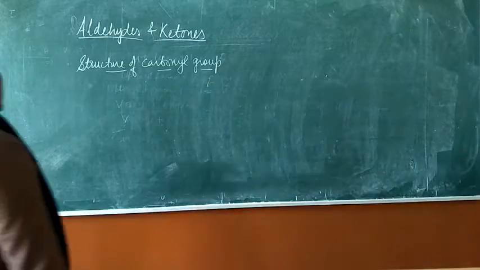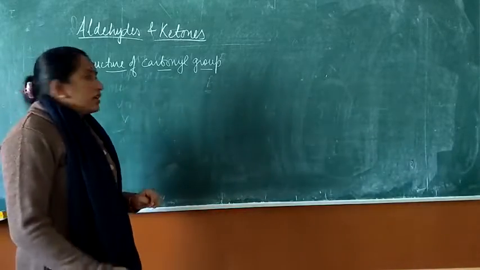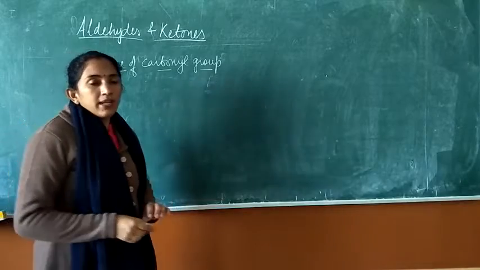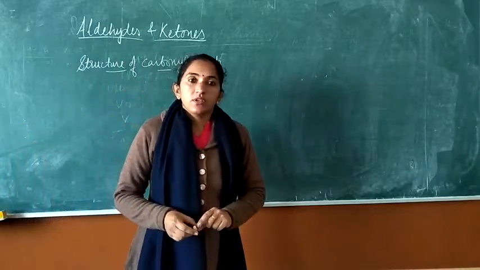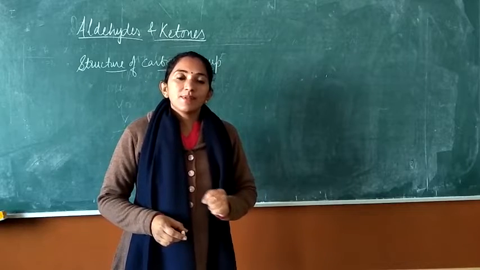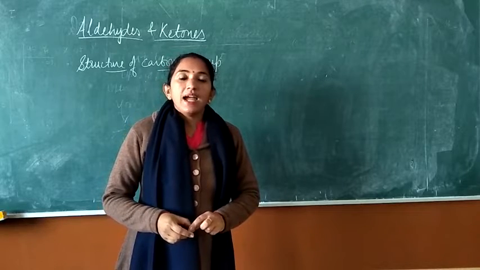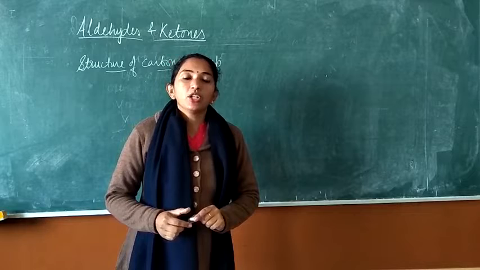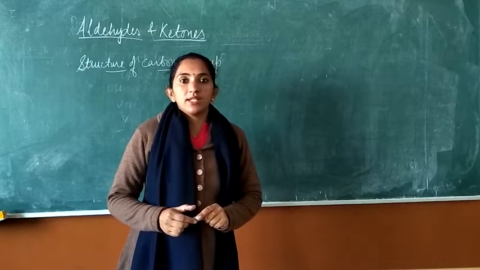Students, we will discuss the structure of the carbonyl group in aldehydes and ketones. Both aldehydes and ketones have a carbonyl group, that is C double bond O, right? And the carbon atom in the carbonyl group is sp2 hybridized.